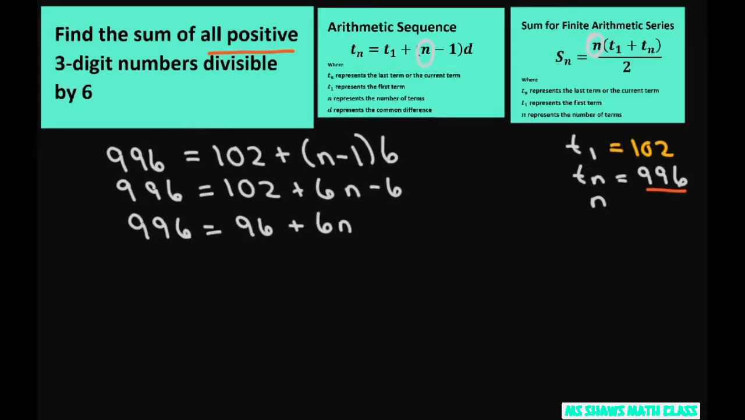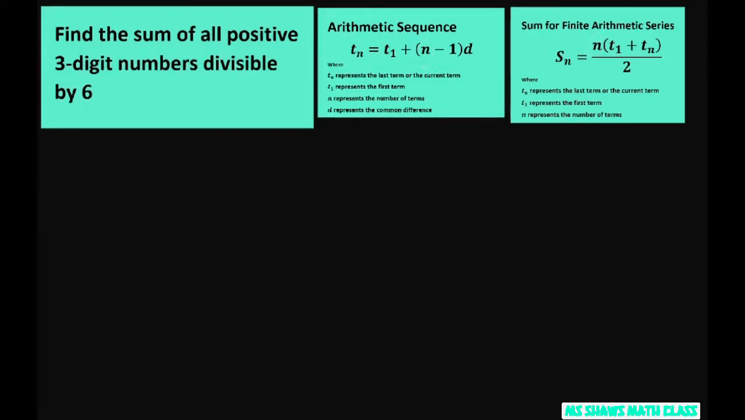Subtract 96 from both sides, and you get 900 equals 6n. So your n is 150. So n equals 150. Now I can use my formula.